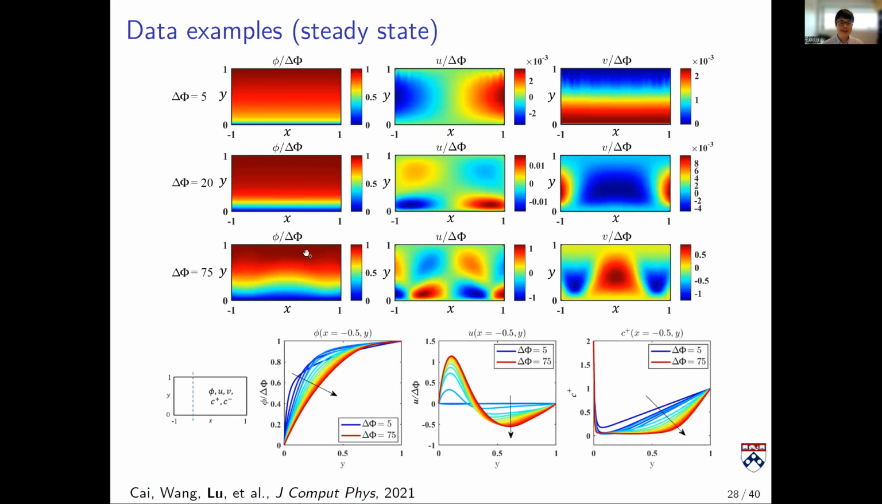So this is one example of the data set for different boundary conditions. Delta phi is the electrical potential between the top wall and the bottom wall. You can see this is the concentration of C plus, which is multiscale at this location.